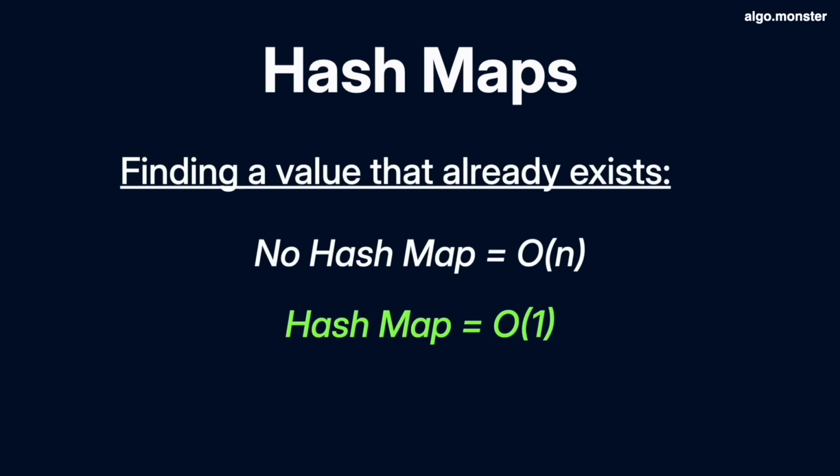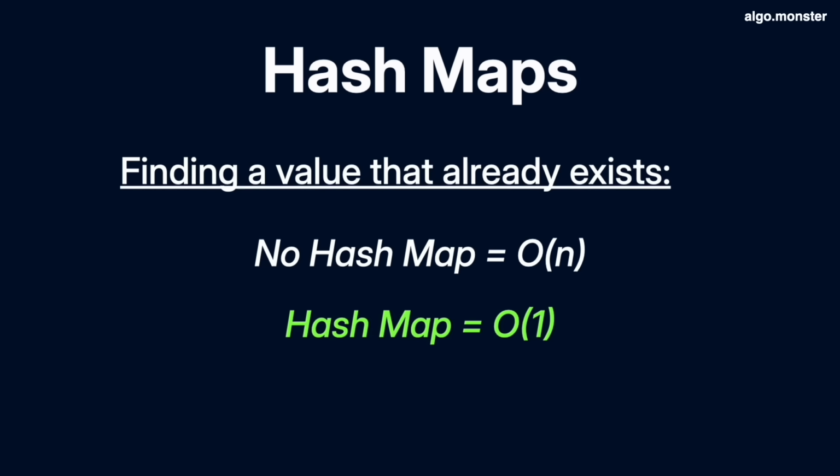Here's the mindset shift you need to make. When you solve problems with brute force, you're asking the same questions over and over. When you solve problems with a hash map, you're remembering the answers as you go. It's a small shift, but it saves you tons of time and unlocks O(n) solutions where others get stuck at O(n squared).